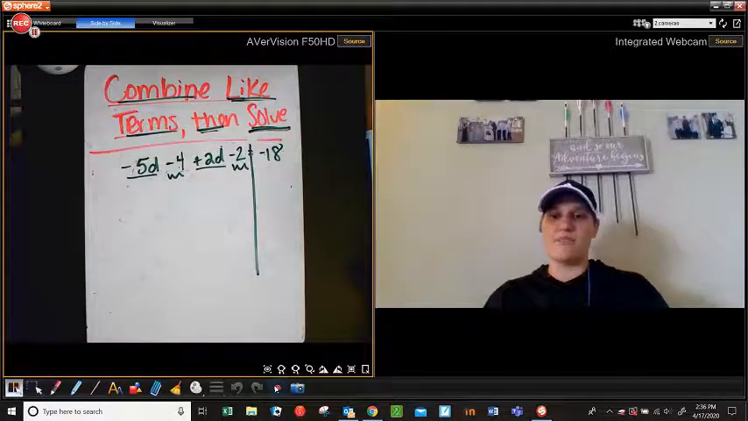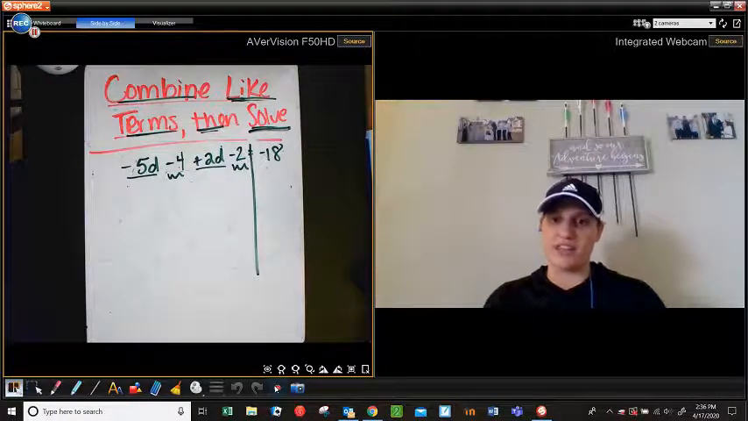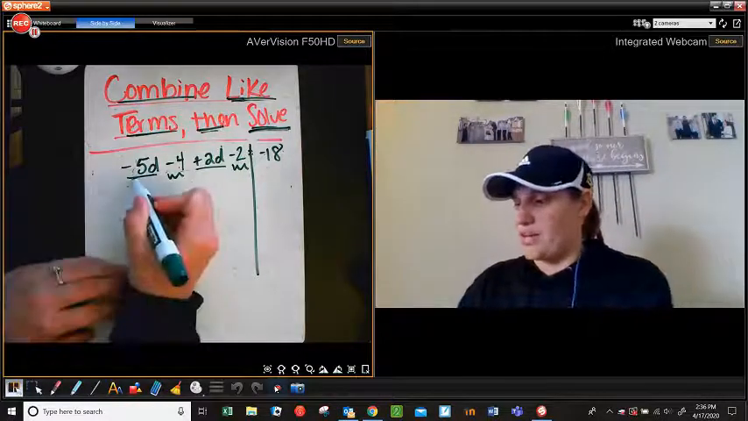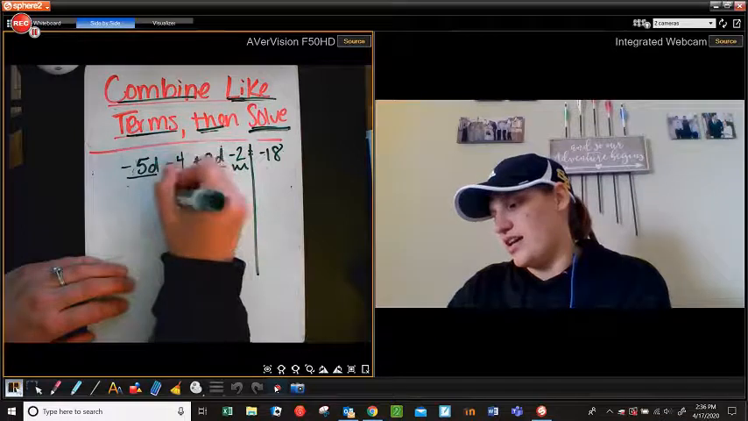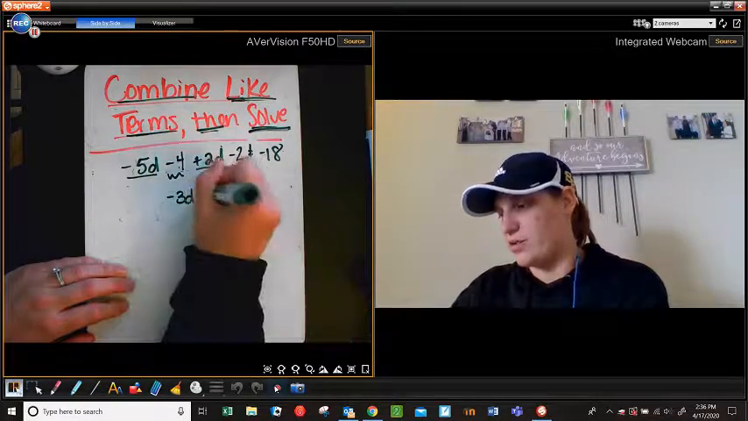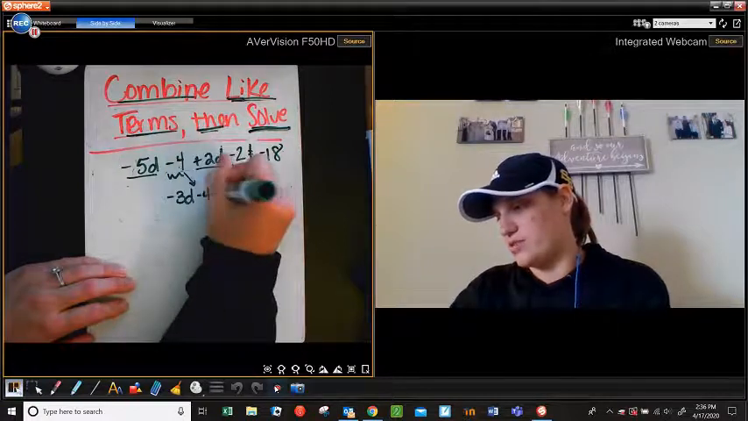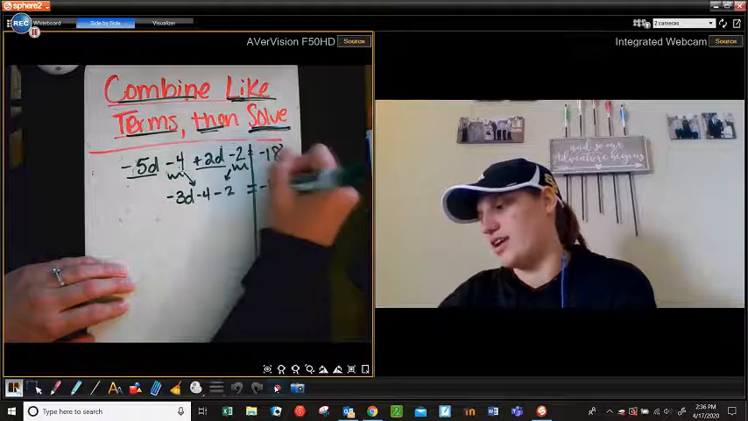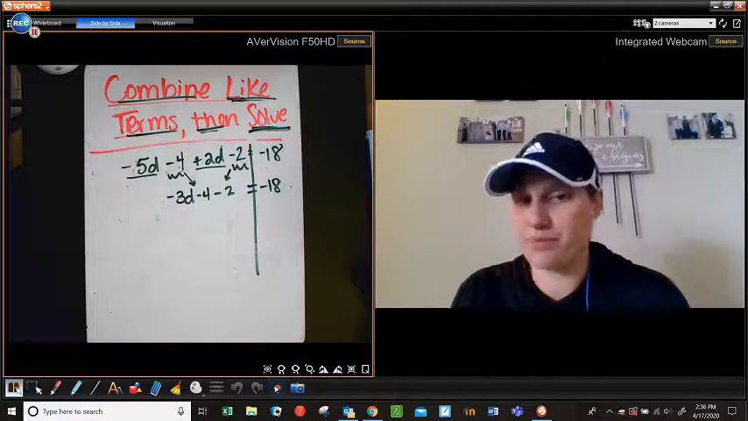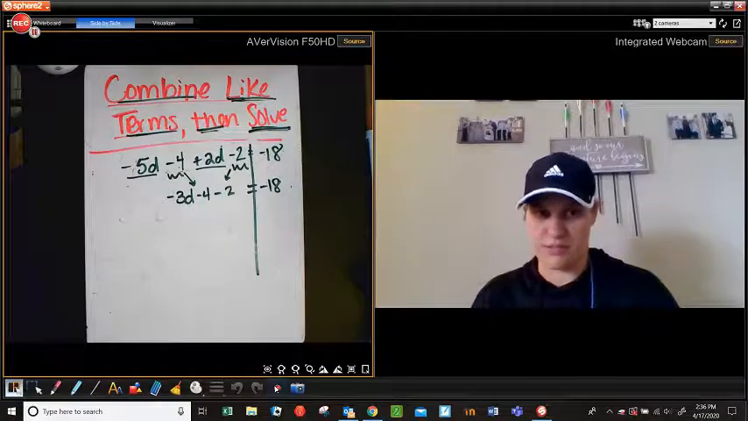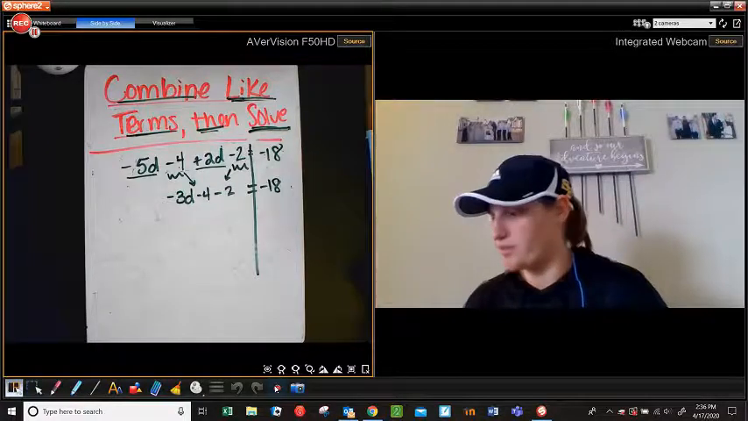Again, pause the video at any time, try to beat me to the answer, and then you can check to see if you're right at the end. Negative 5d plus 2d is going to result in a negative 3d. And I still have negative 4 minus 2, and my equal sign still there, and negative 18 stays put. So nothing's changed. I've just combined negative 5d and 2d together.